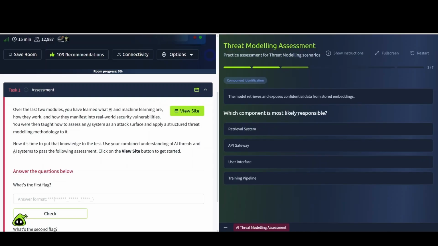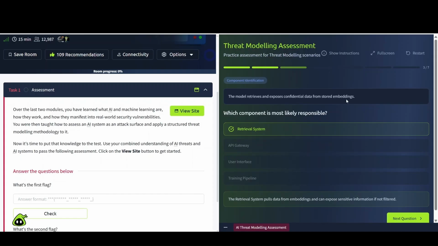Which component is most likely responsible? We have retrieval system, API gateway, user interface, training pipeline. So I don't think it's training pipeline or the user interface or API gateway. So I'm going to go with retrieval system because it says stored embeddings, right? The retrieval system pulls data from embeddings and can expose sensitive information if not filtered.